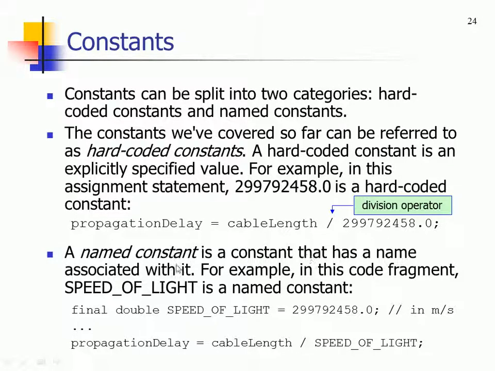A named constant is something that has a name associated with it, like speed of light. So I could say speed of light, which is a double, is this value, which is actually the true value. To make it a constant in Java, you put the word final in front of it, and the proper style for a constant is all uppercase with underscores in between words. It's just so you can look at it and tell that it's a constant. Then we have propagation delay, which is cable length divided by speed of light, and so on.